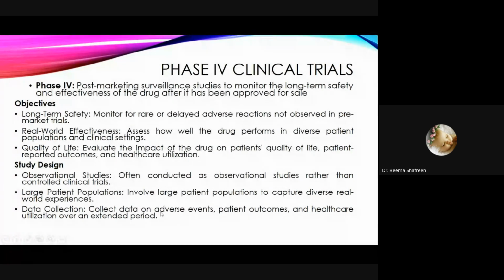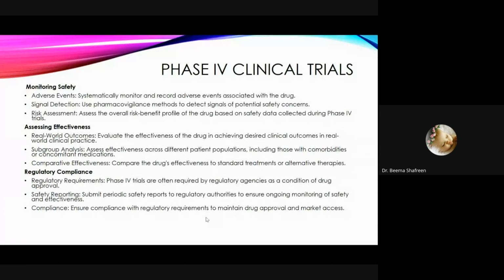Then once the data is collected, the patient outcomes and the healthcare utilization are recorded over an extended period, and will then be used for monitoring the safety assessment, that is the signal detection as well as the risk assessment. It will be systematically carried out in the procedure, where every time point will be recorded, and it will be noted down about this drug.